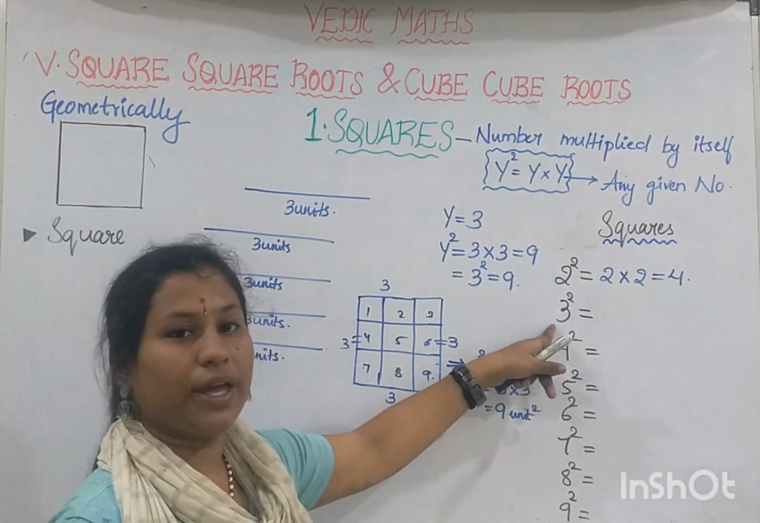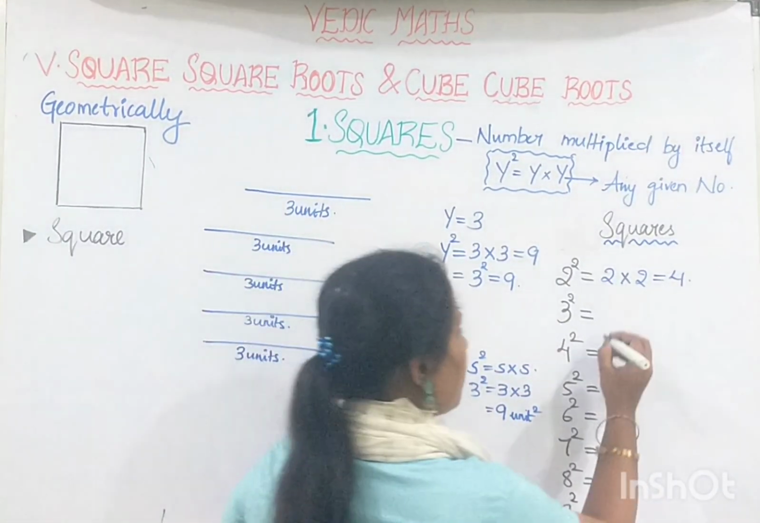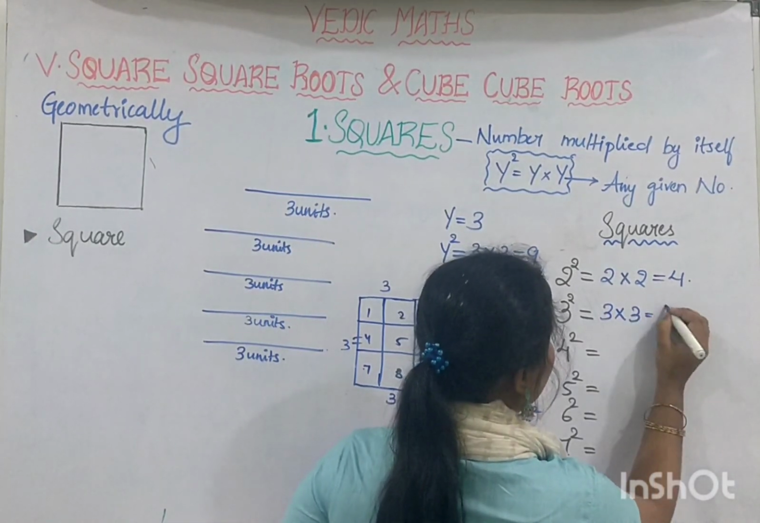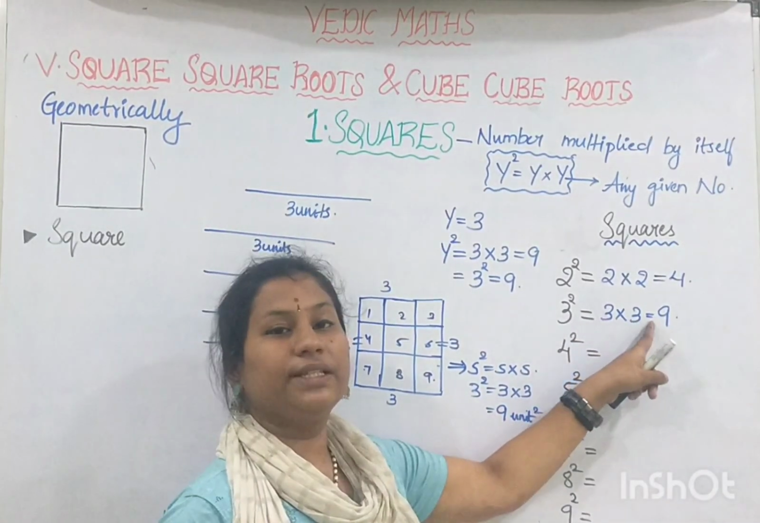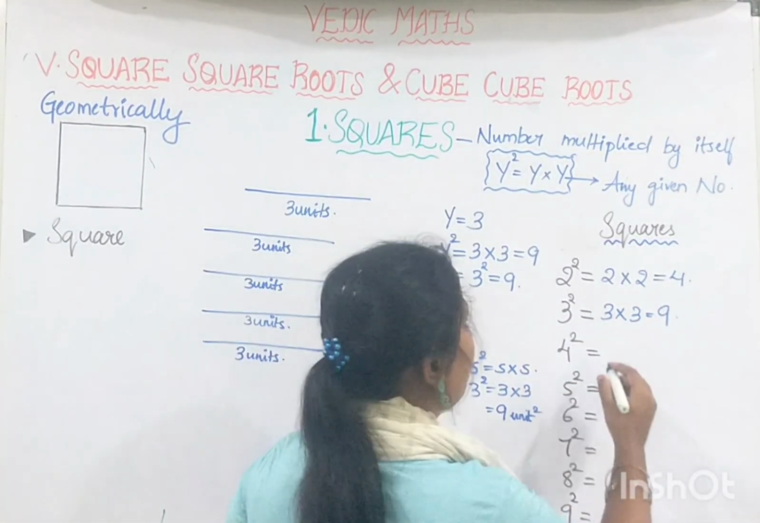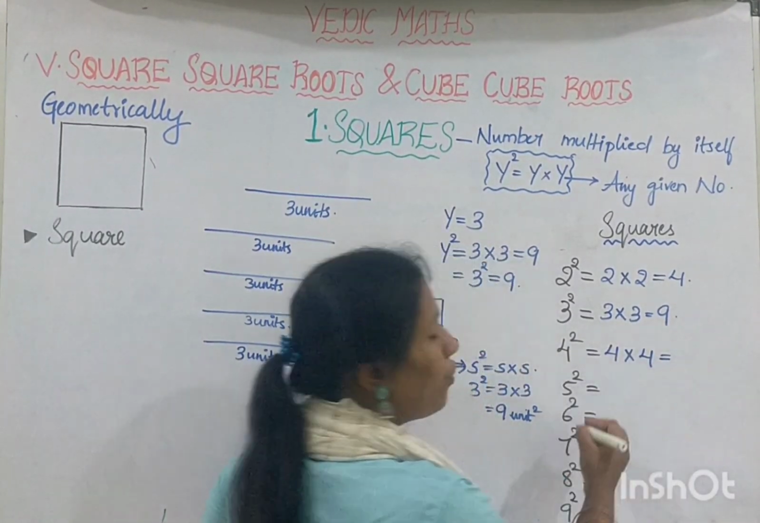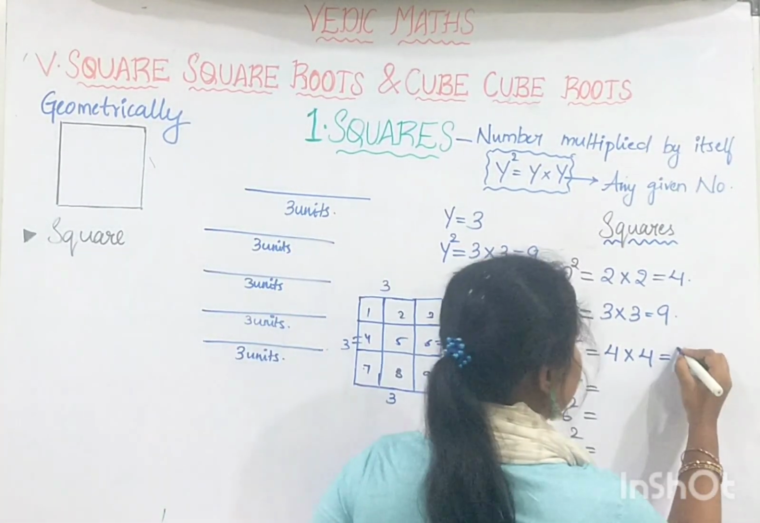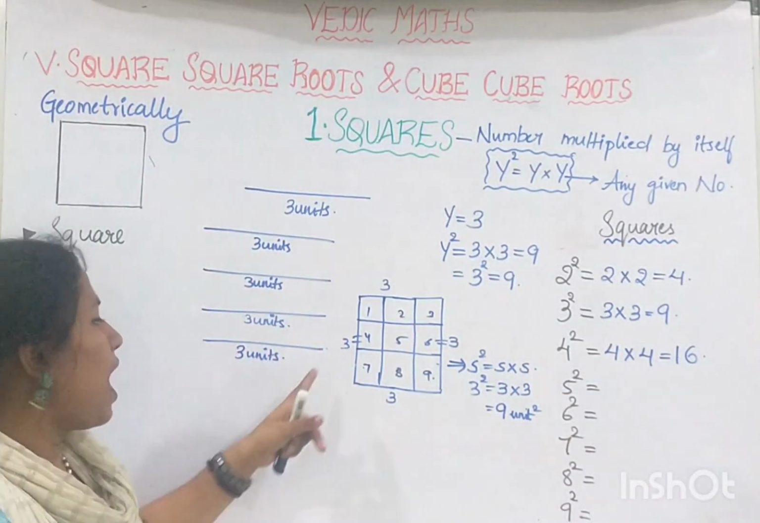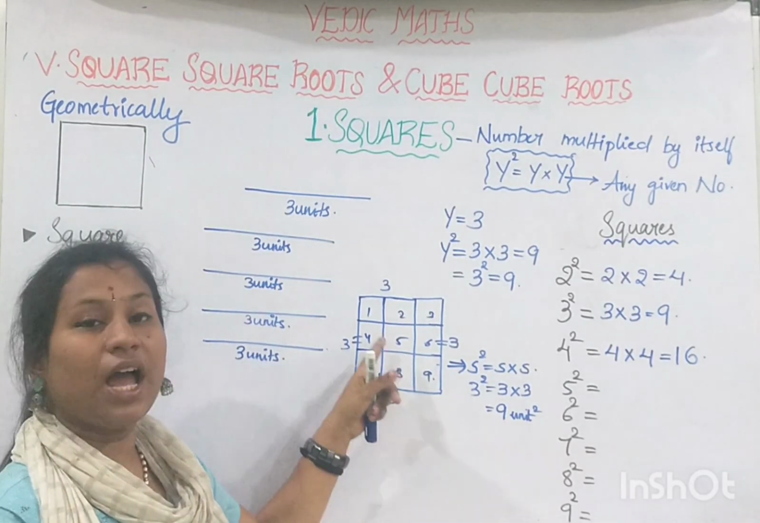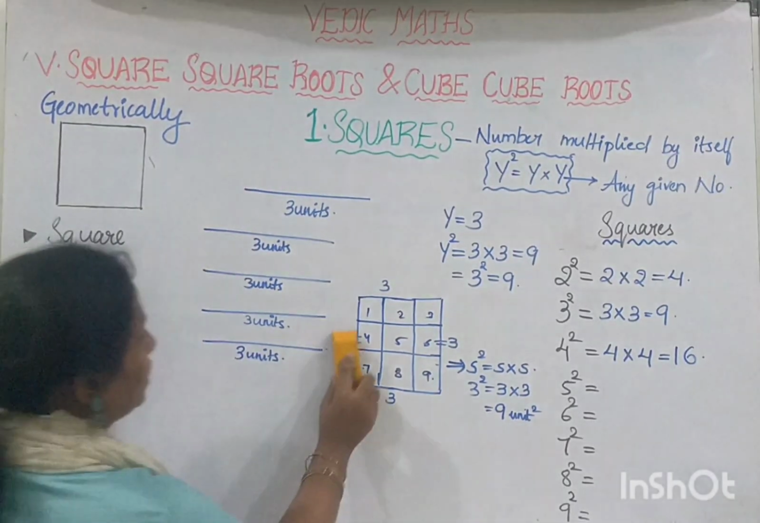Now let's see 3 square. I have explained the example of the line segments of 3 units. That is 3 square. 3 square means 3 into 3 is equal to 9. We have multiplied 3 by itself 2 times, so we got 3 into 3 is equal to 9. Let's see 4 square. 4 square means we have to multiply 4 by itself 2 times. 4 into 4 is 16. Now 4 square is equal to 4 into 4 equal to 16. Here I have explained with 4 line segments of 3 units.